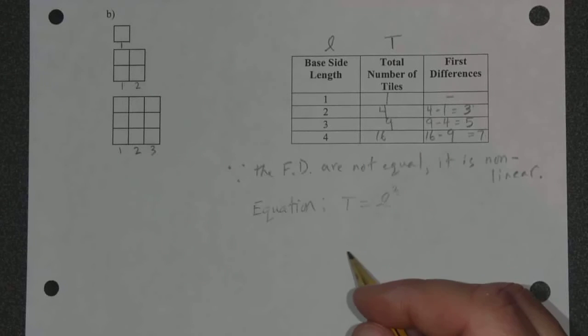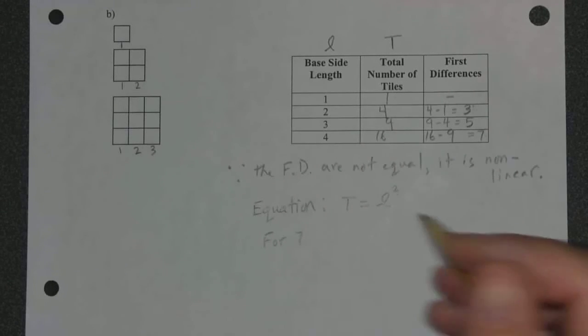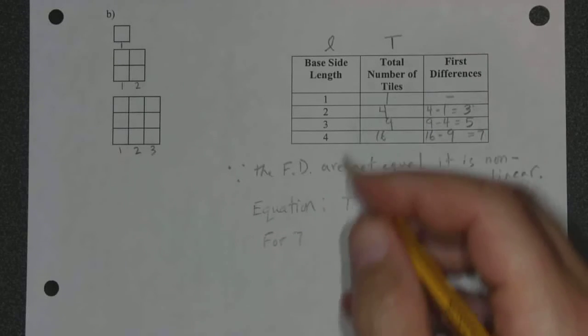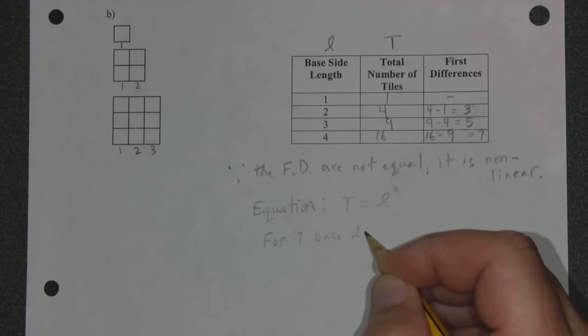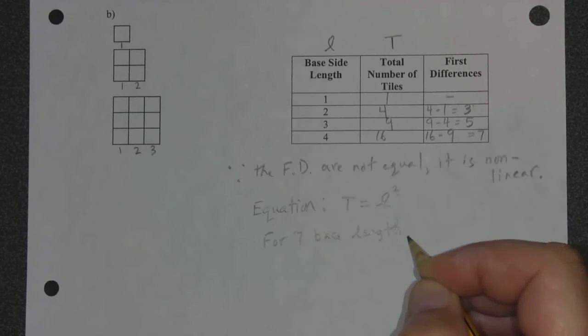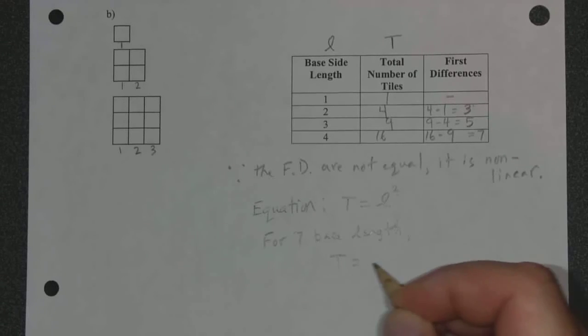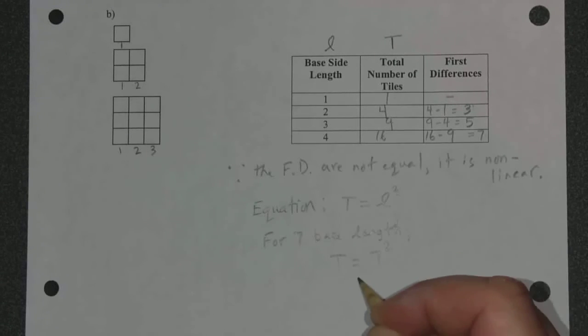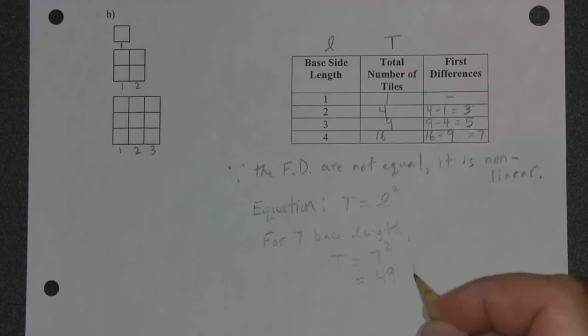So now I can guess for 7 tiles. So for a base length of 7, we go capital T is equal to 7 squared. 7 squared, 49 tiles. Okay?